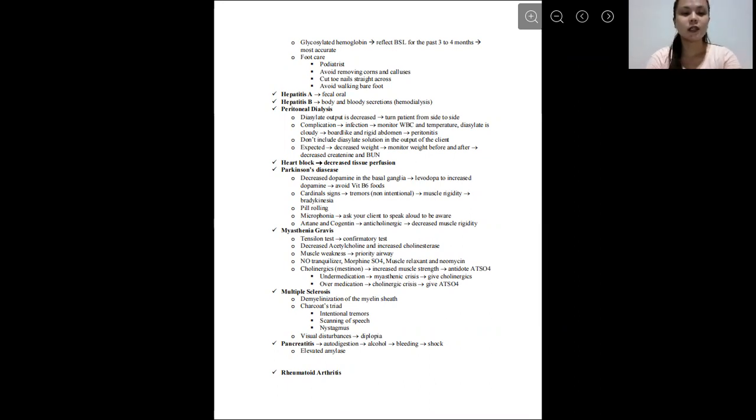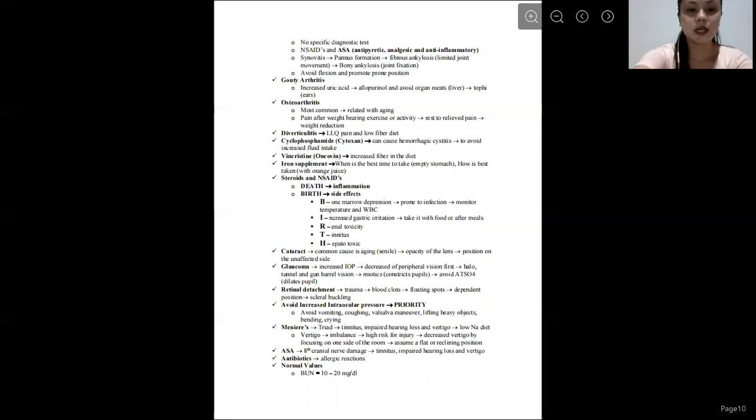So, dialysate is the cleansing fluid. So if dialysate output is decreased, turn the patient from side to side to promote circulation. The cleansing fluid is circulated through the catheter inside of the abdominal cavity, the peritoneal cavity. It absorbs waste products from blood vessels in the abdominal lining, the peritoneum, and then it is thrown back out of your body and discarded.